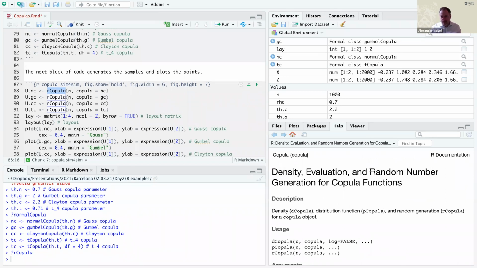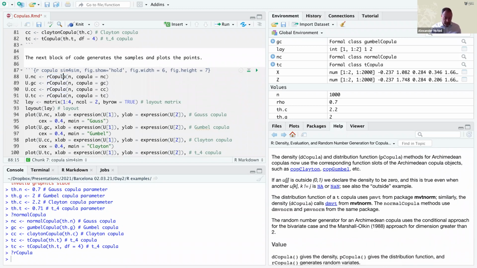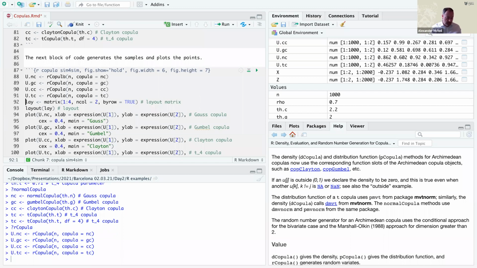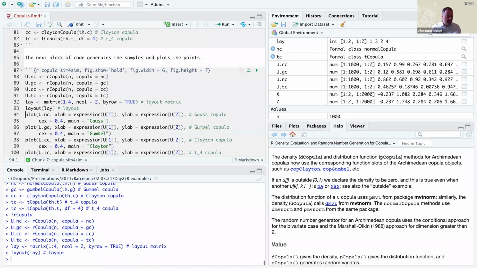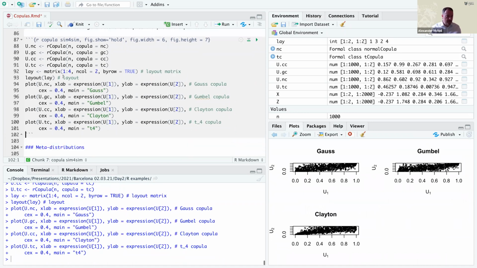This is random number generation for copula functions. So I can generate samples. I'll just show you now, pick up the speed a little bit. I'm going to show you the 4 plots laid out in a nice way, I hope. I'll have to make it a bit bigger.